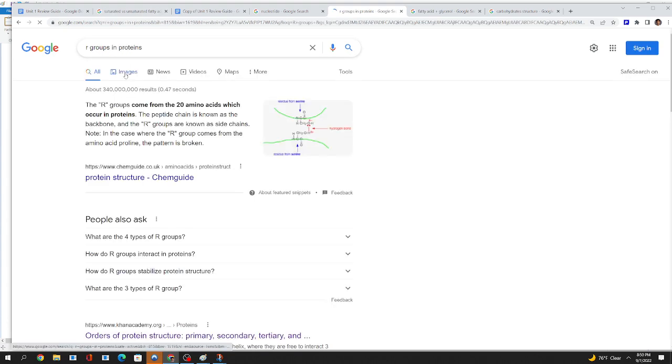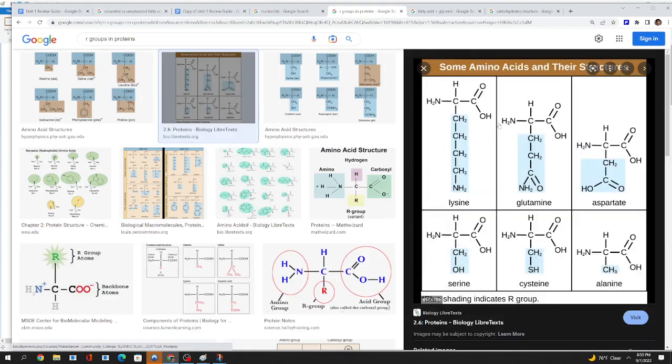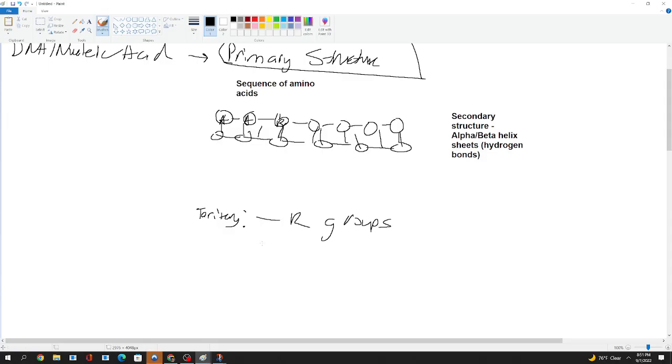So R groups in proteins, if you were to look at this, each of these that are highlighted are the R groups. The rest of the amino acid is going to be very much the same. But if you want to get the real structure of the protein, the real 3D shape of the protein, the R groups are what determine it. R groups, tertiary structure. Remember that.